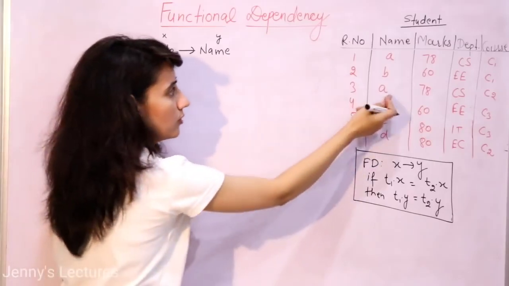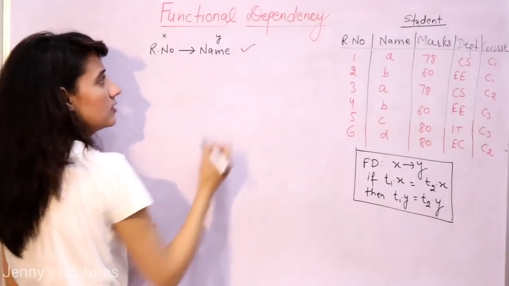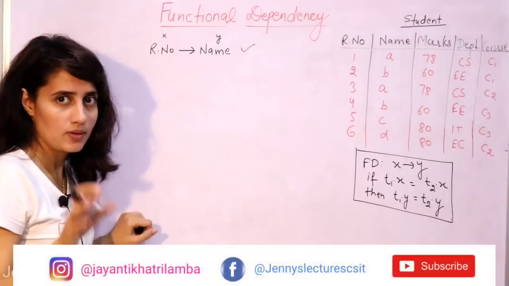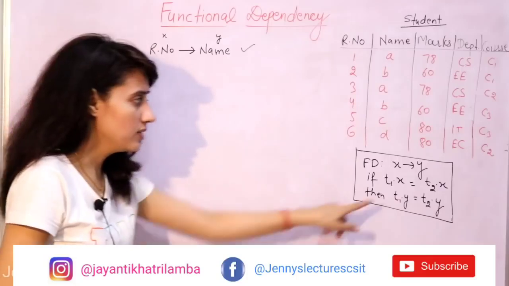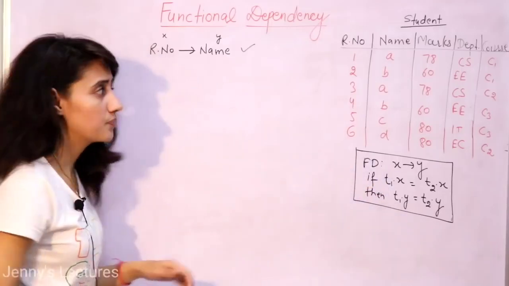So no need to check for Y value, no need to check for name. I can say that definitely it is a functional dependency, right? If repetition is there, if this is a case, then only we will check this condition, right?